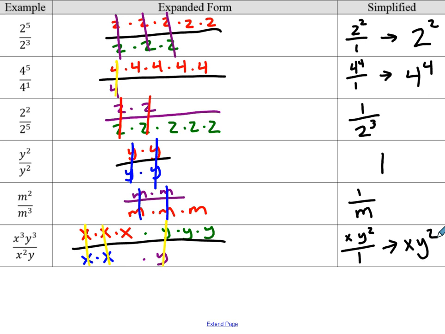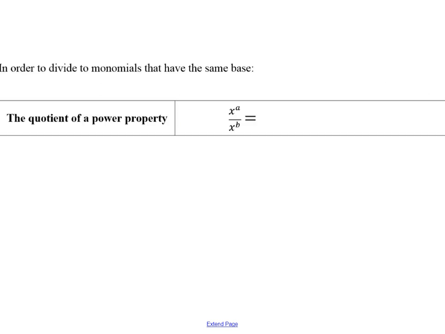So our shortcut rule for this one is simply to take the larger number and subtract the smaller number, and then wherever that larger number was is where you're going to write your answer. So another way to say that would be to subtract your exponents. We're going to subtract exponents. So it's going to be x to the a minus b.